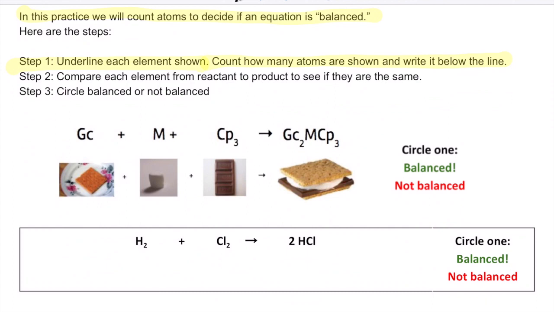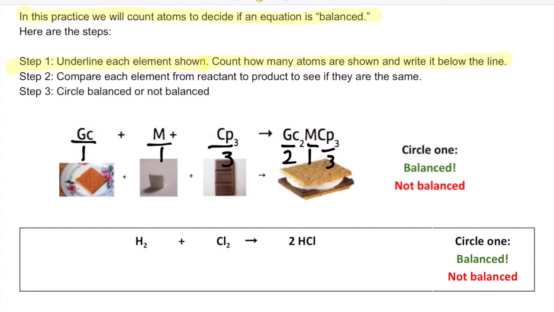If you watched the video, then you know this is trying to show making a s'more by using a chemical equation. So I see GC for graham cracker, and I'm going to underline and count. There's only one there. M, underline and count. There's only one. CP for chocolate pieces, underline and count. This time I see 3. And then I have the arrow, yields, and here on this side, underline GC, I have 2 here. M, I have 1, and CP, I have 3. So I have counted all the atoms.